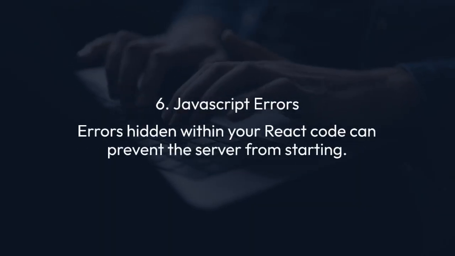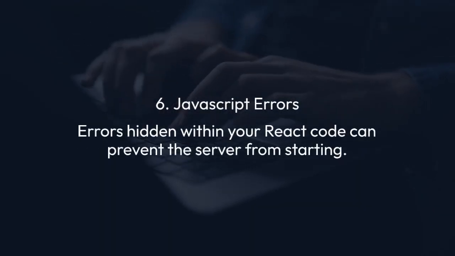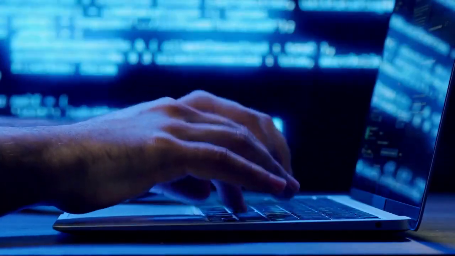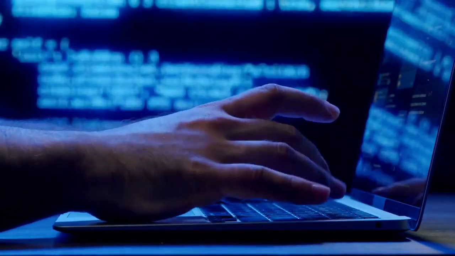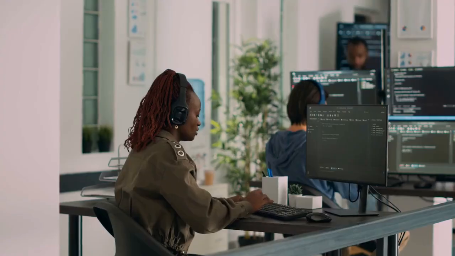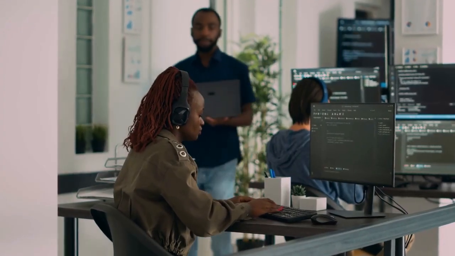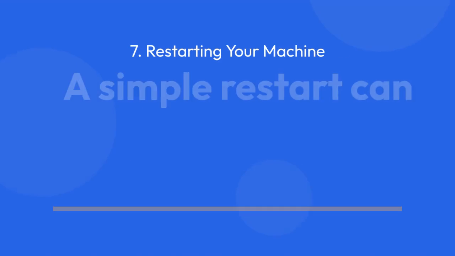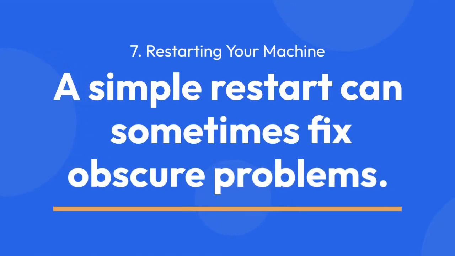6. JavaScript errors. Errors hidden within your React code can prevent the server from starting. Open your browser's developer console, usually by pressing F12, to see if there are any errors being reported during the startup phase. Look for clues in the terminal as well. There might be error messages printed there indicating what went wrong. Address any errors indicated.